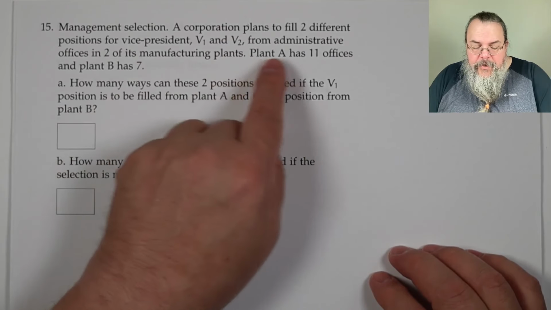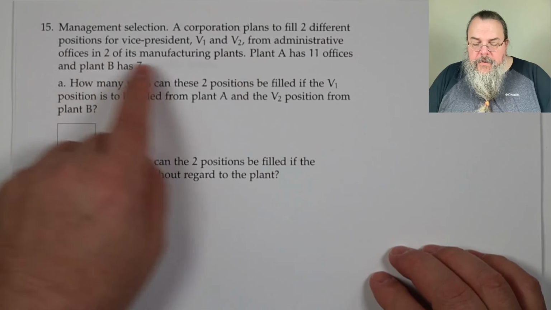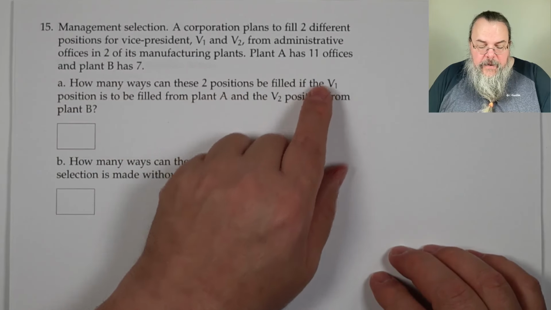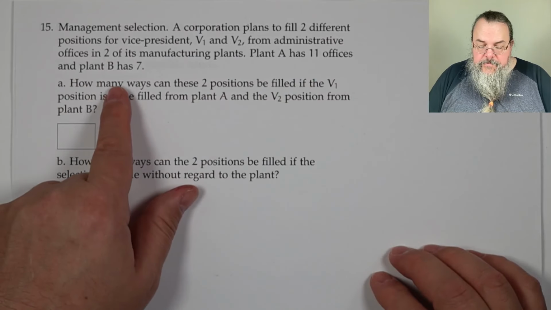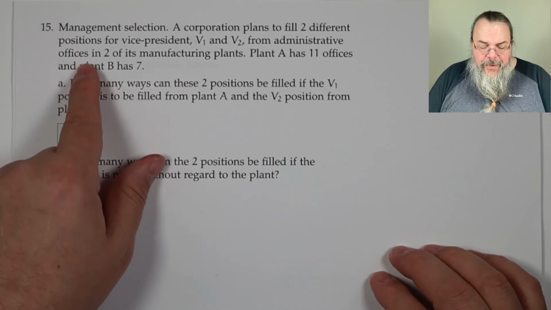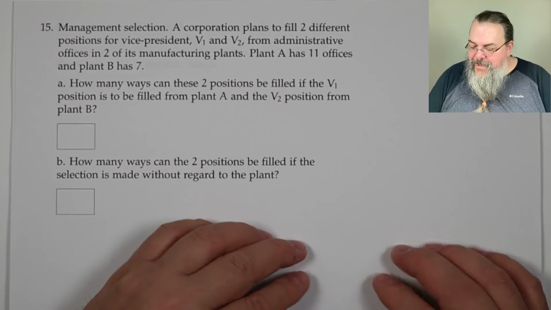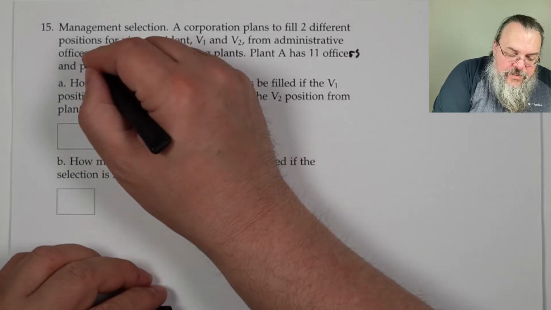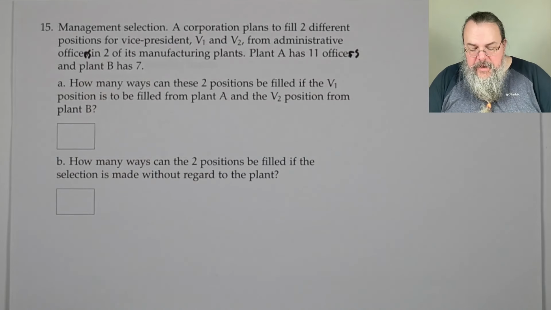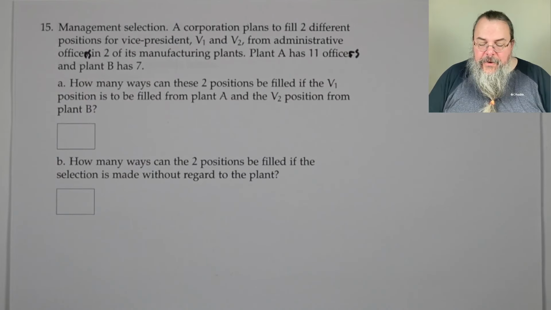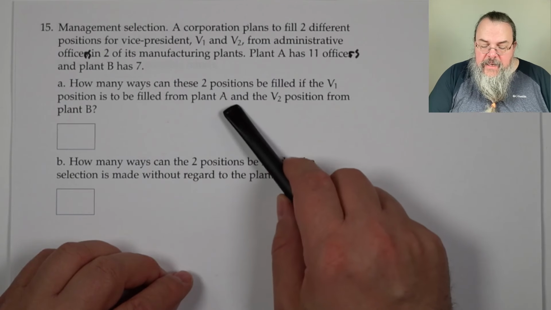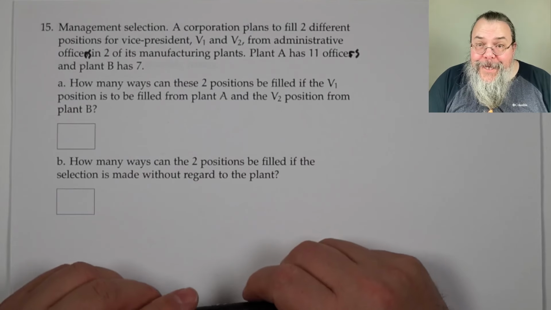Now, they're going to fill them from 2 different offices, right? Well, they have administrative offices in 2 manufacturing plants. Plant A has 11 offices, and Plant B has 7. I think these are supposed to say officers, but okay. All right, maybe let's change that to officers. Officers. There we go. So, how many ways can these 2 positions be filled if the V1 position is to be filled from Plant A and the V2 position from Plant B?